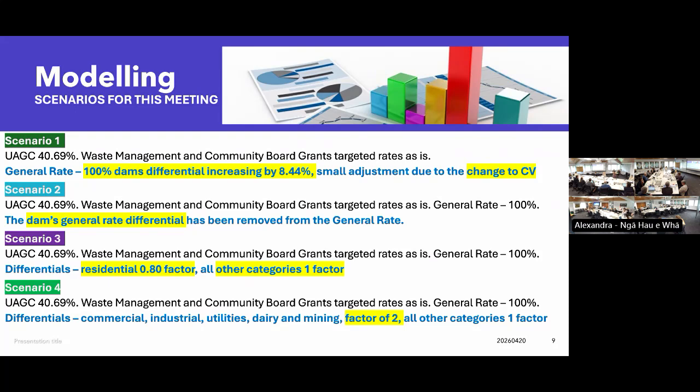Scenario 3 has a factor, so it creates a differential that is a factor of 0.8 and everyone else has a factor of 1.